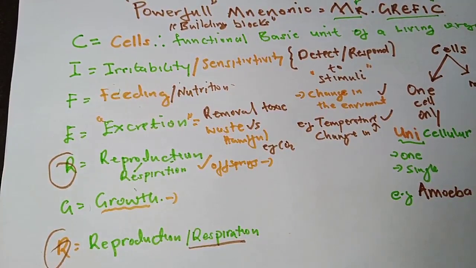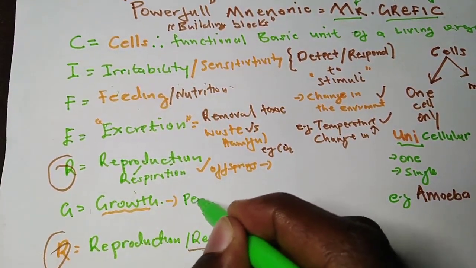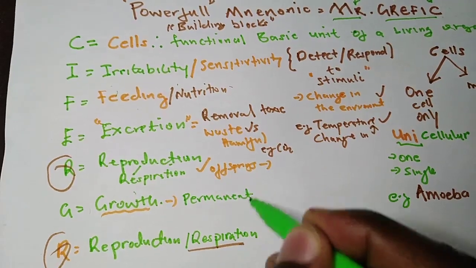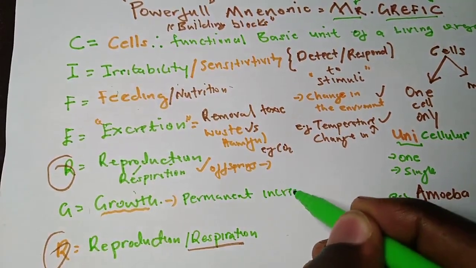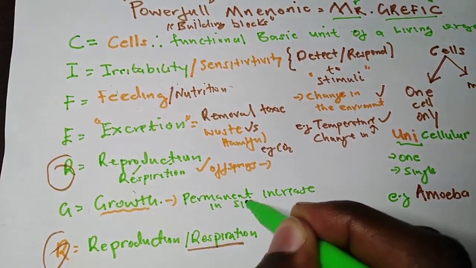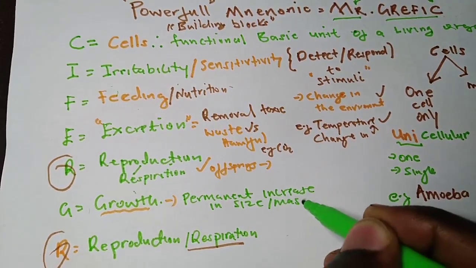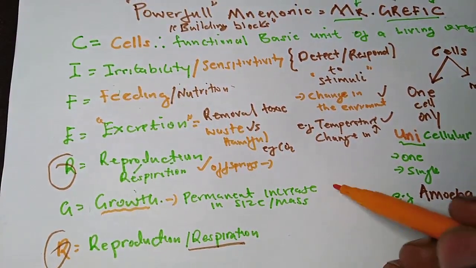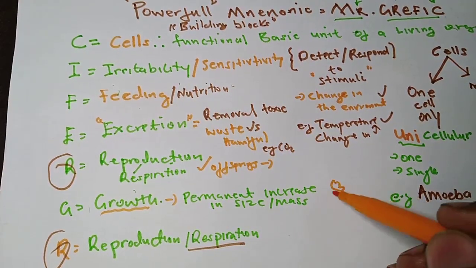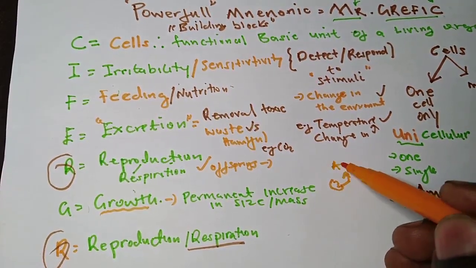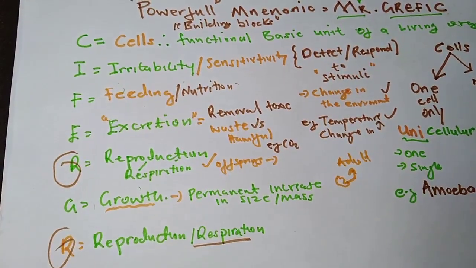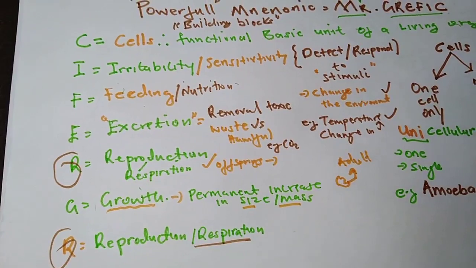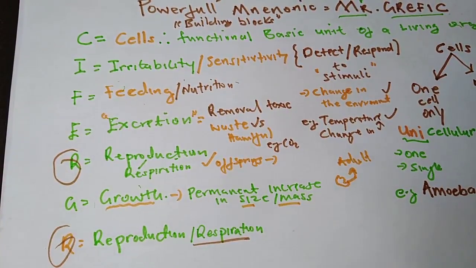Another one is growth. The key words under growth are: permanent increase in size and mass. When you're born, you are a small baby, then you mature into an adult. So you increase in both size and mass. It's a permanent increase in both size and mass. This must happen without any external help.